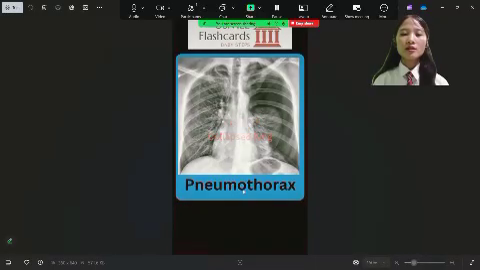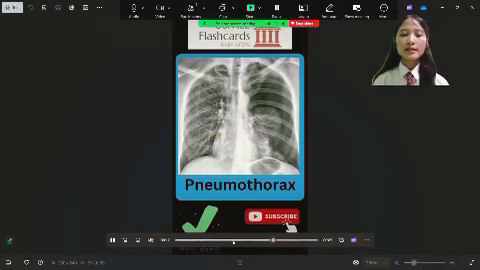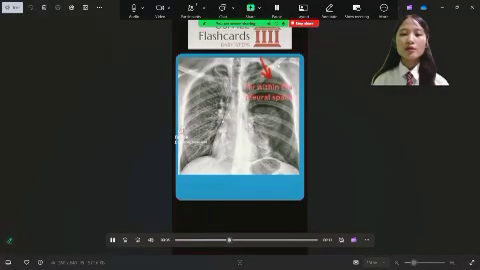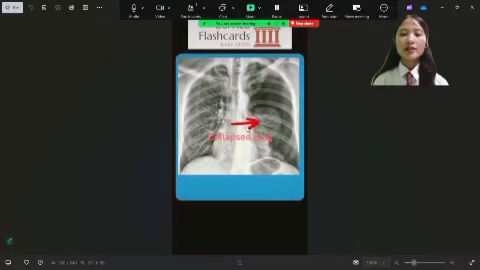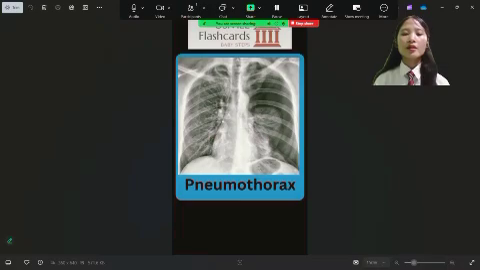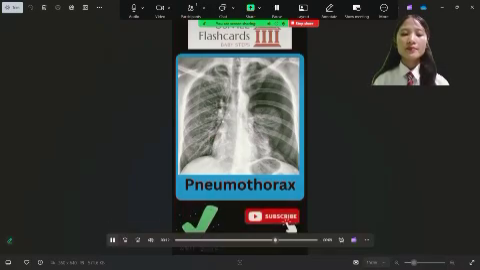Collapsed lung. Here is the collapsed lung. So this is a pneumothorax X-ray. In this picture, what really happened, I would like to share. The main thing is that this picture is showing us that the patient had a tension pneumothorax.